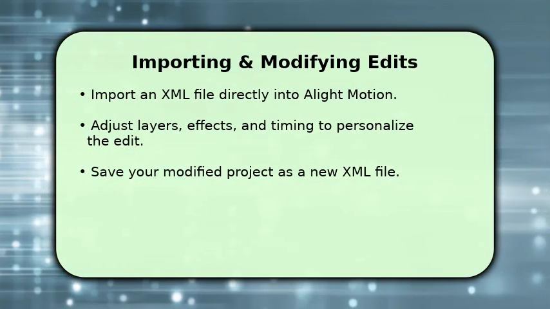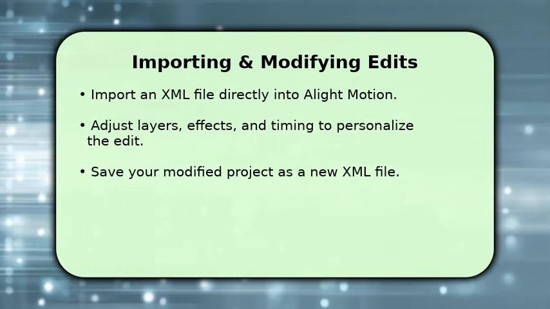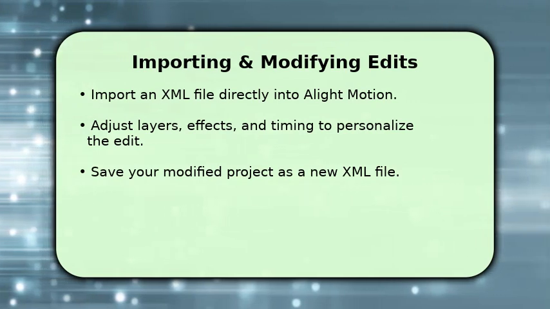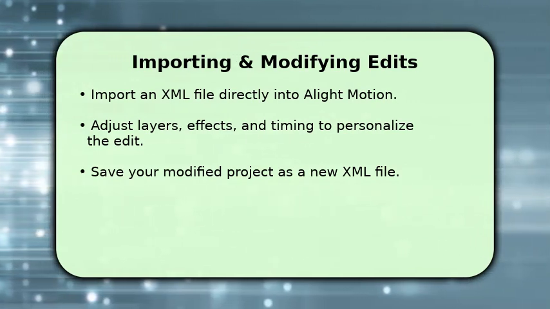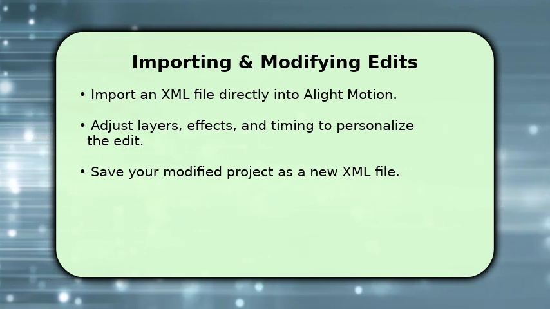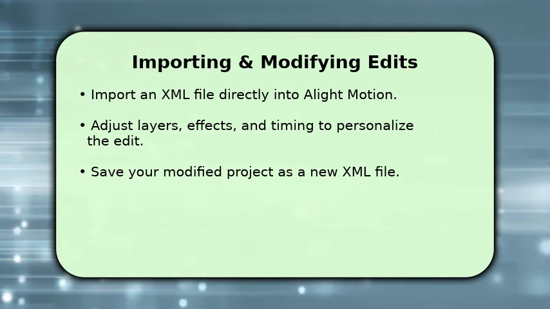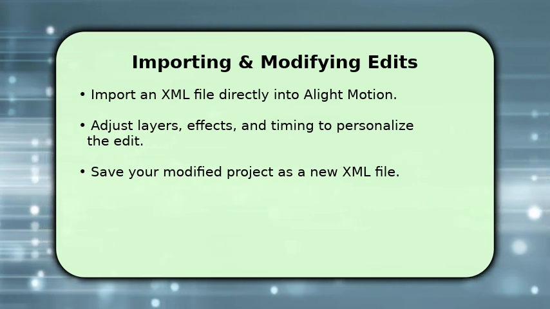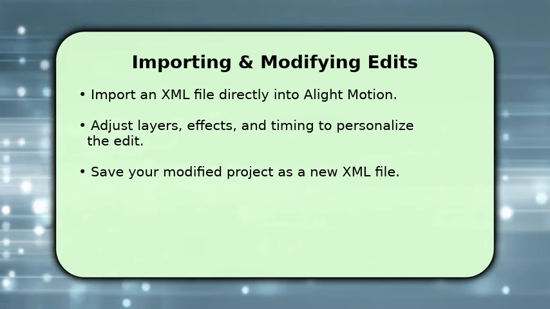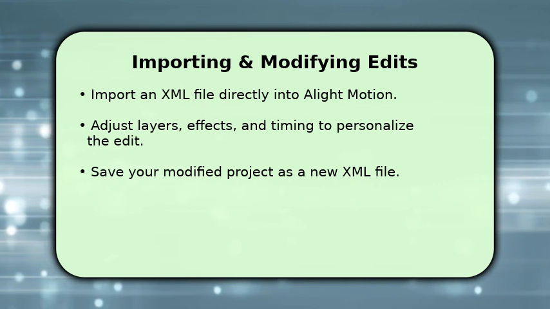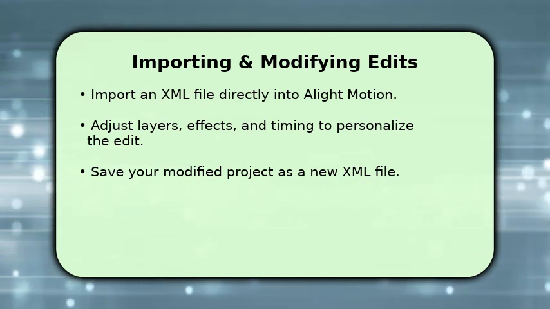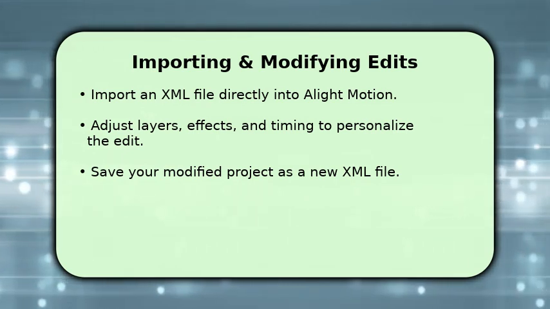To import an XML file, first ensure it's downloaded to your device. Open Alight Motion, then navigate to the Templates tab or use the Import option. You can often share the file directly from your device's file manager to Alight Motion. Once imported, the project will appear, allowing you to customize layers, effects, and timing to match your vision. Remember to save your personalized version.